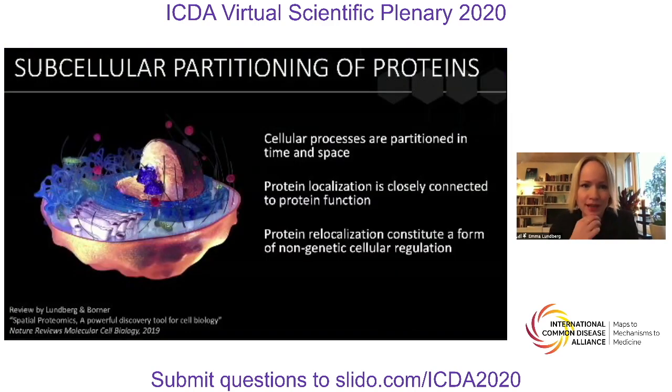So I will focus on the aspect of measuring the subcellular partitioning of proteins and why I think that is an important aspect to understand cellular phenotypes. As you know, cellular processes are partitioned in time and space, and knowing where and when proteins are active or present gives us good clues about their function and the mechanisms they're involved in. And it is also established that protein relocalization is a form of non-genetic cellular regulation, and that's why I think it's so important to study this in addition to genetic studies of cells.